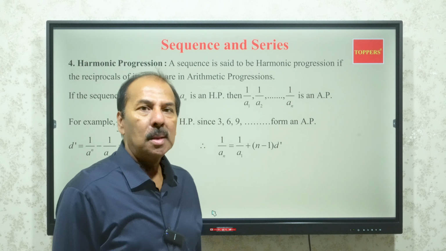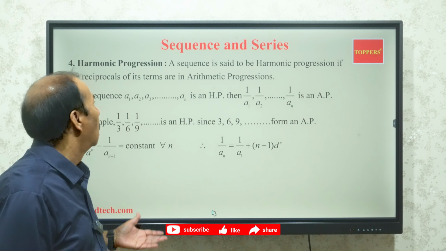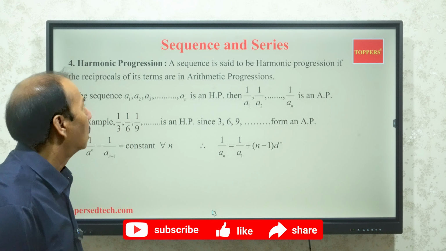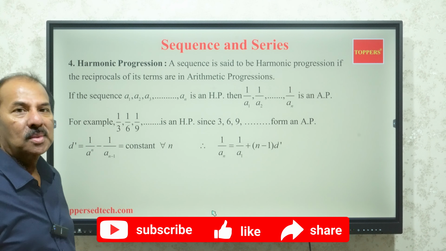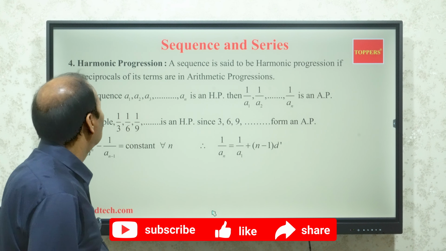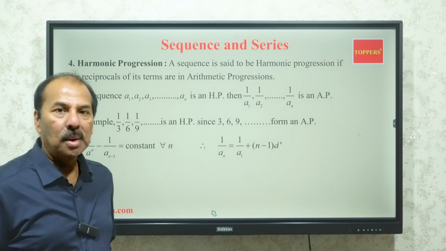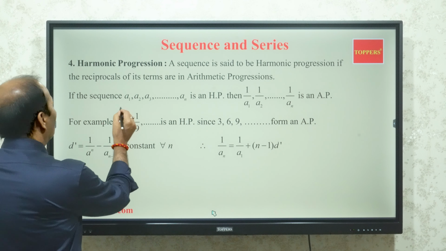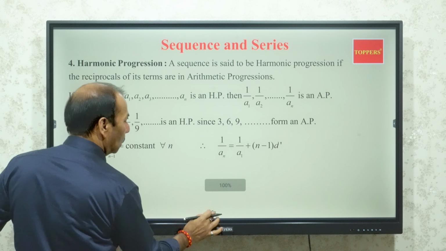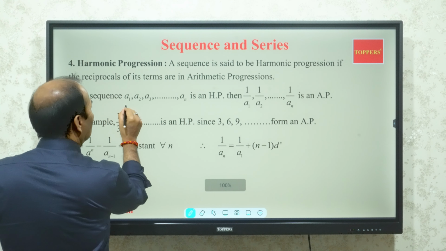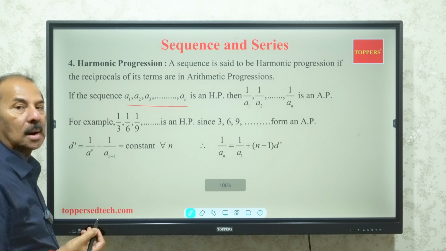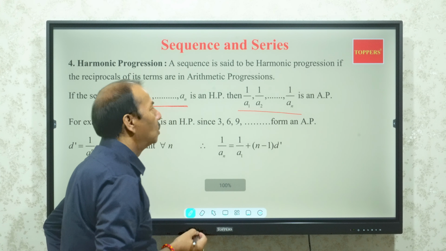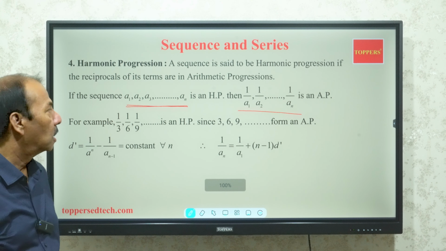Hi everyone. In the last video we have discussed arithmetic progression as well as geometric progression. So let us see harmonic progression. As we have discussed in the introductory part, harmonic progression is nothing but the reciprocal of the arithmetic progression. So if you consider a1, a2, a3 dot an, if it is in harmonic progression, that means the reciprocals, 1 upon a1, 1 upon a2 dot 1 upon an, will be in arithmetic progression.